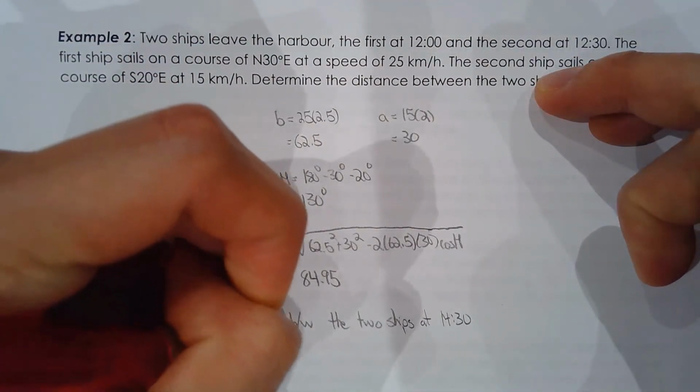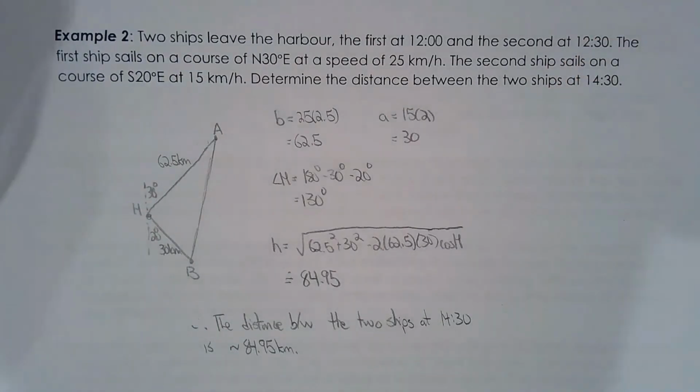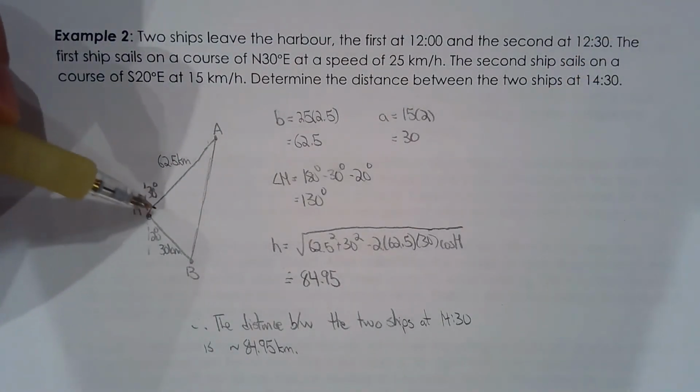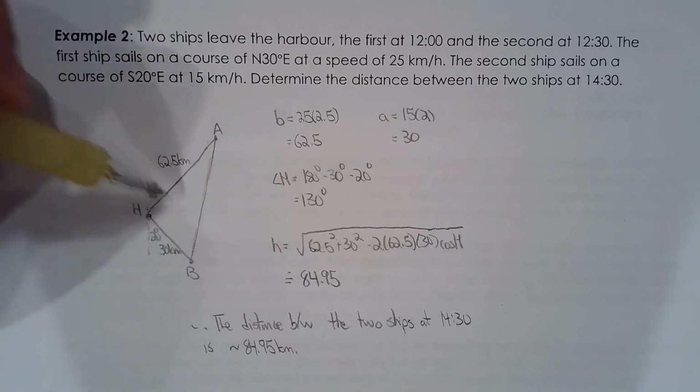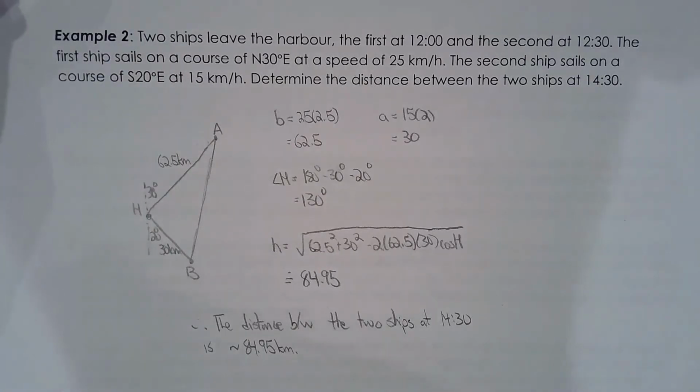And you know what? That seems reasonable. Because that angle of 130 degrees makes an obtuse triangle, it makes sense. 84.95 seems very reasonable.